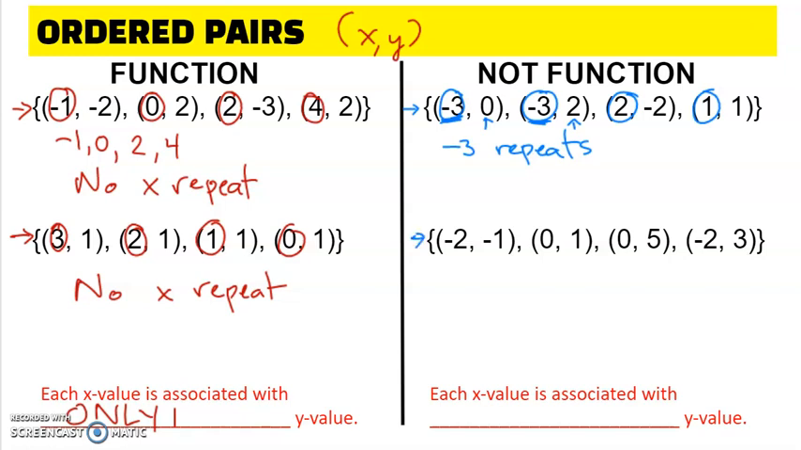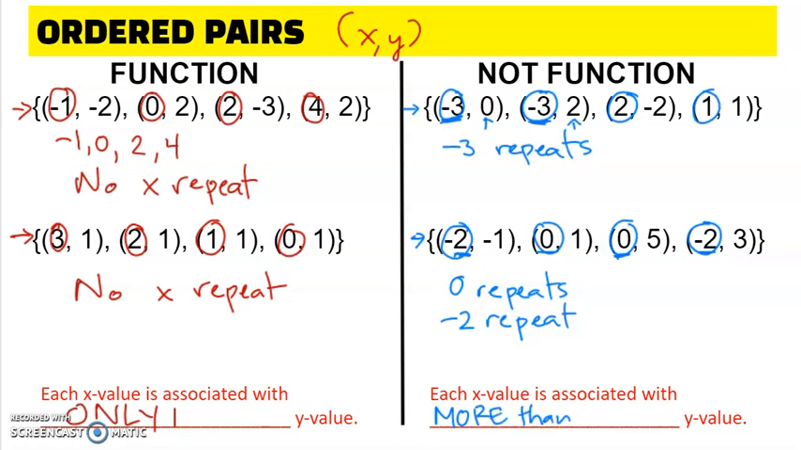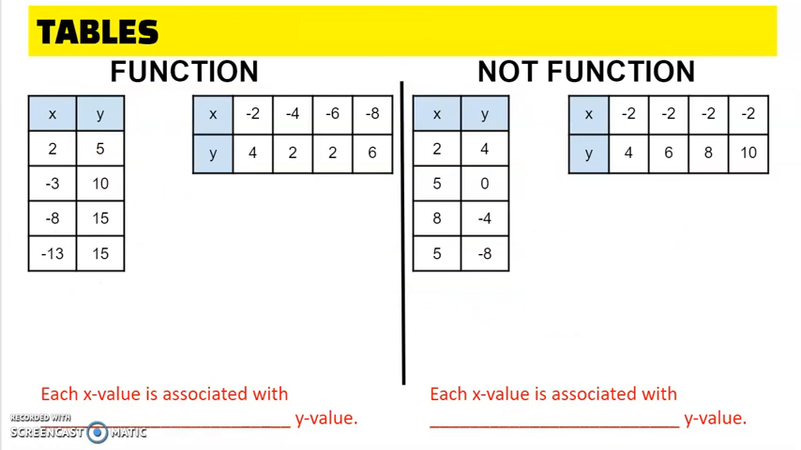Okay, let's look at the next group. Look at your x values. Any repeats makes it not a function. So 0 repeats. And the -2 repeats. As soon as you see any repeat, not a function. X can only hang out with one y. It doesn't get to have multiple friends. So each x is associated with more than one y. Okay, so that's with ordered pairs. Look at the x values. X cannot repeat. Let's see what that means with tables.